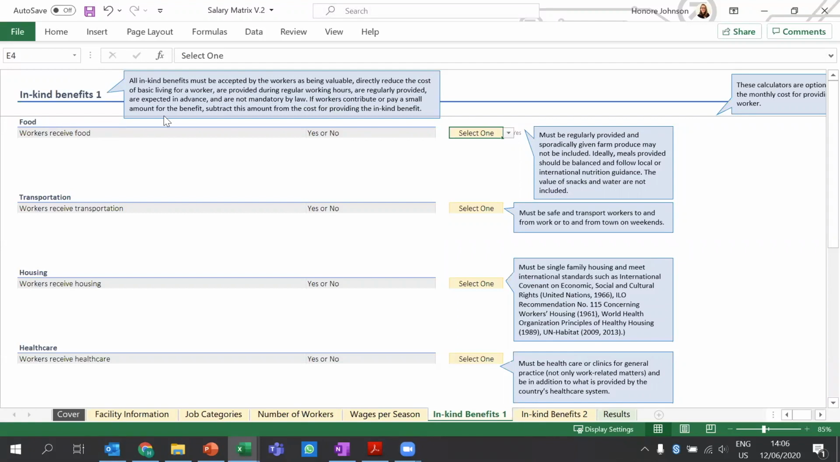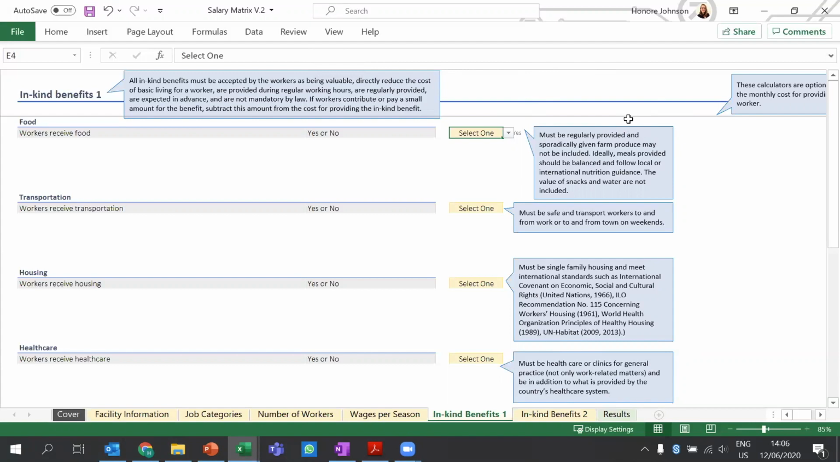It's important to note that all in-kind benefits must be accepted by workers as being valuable, directly reduce the cost of basic living for a worker, provided during regular working hours, regularly provided, and expected in advance, and they may not be mandatory by law. If workers contribute to these in-kind benefits or pay a small amount, subtract this amount from the cost of providing the in-kind benefit. Over here, you will see the more specific regulations about the individual in-kind benefits.